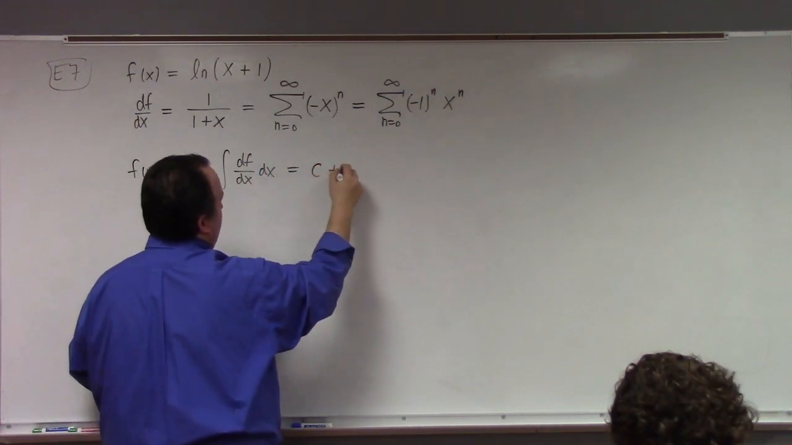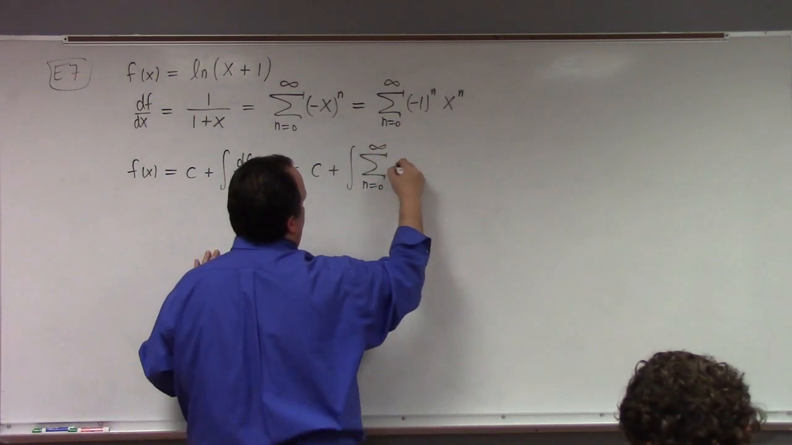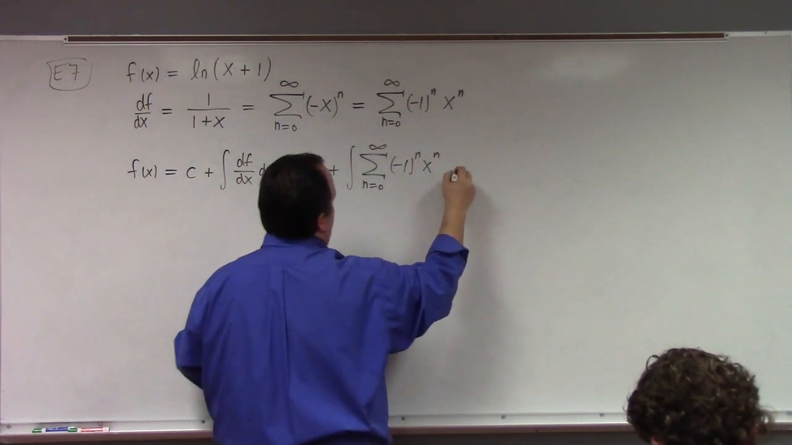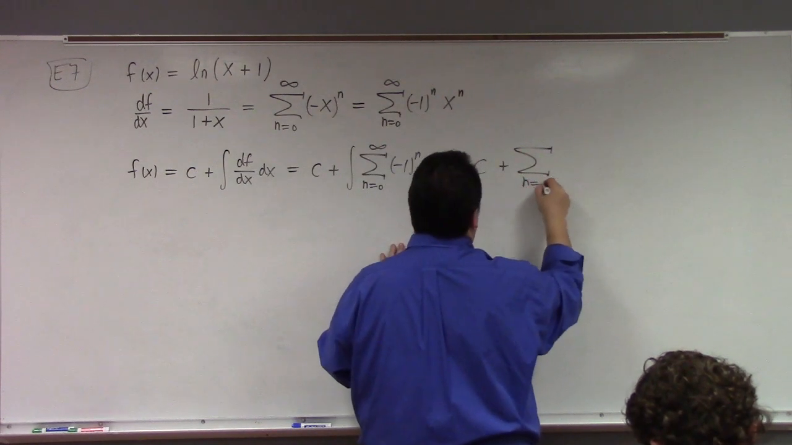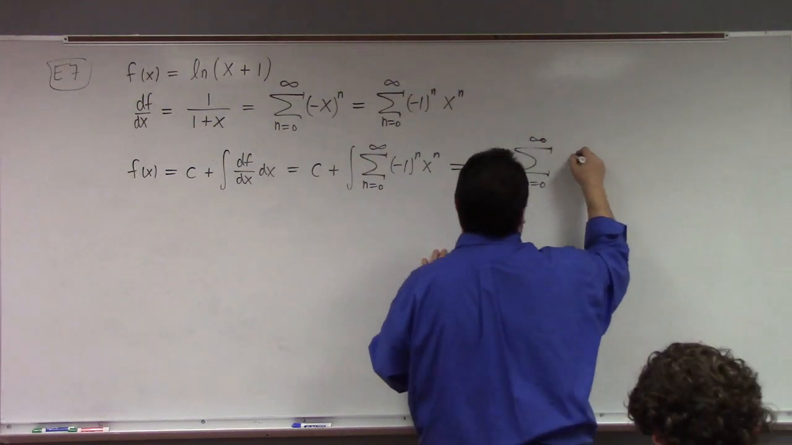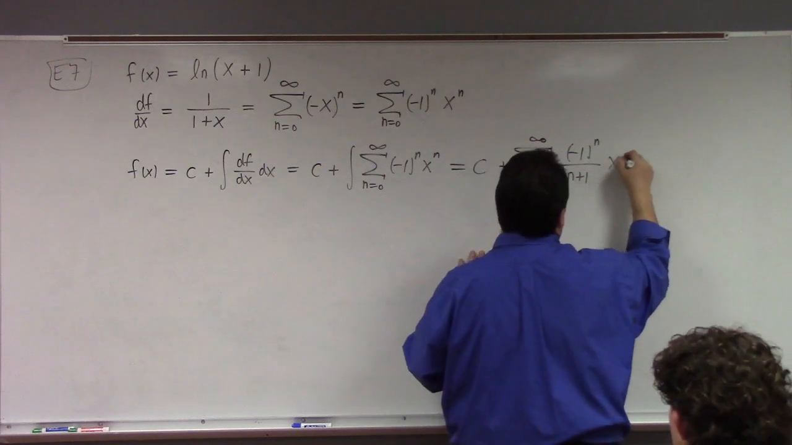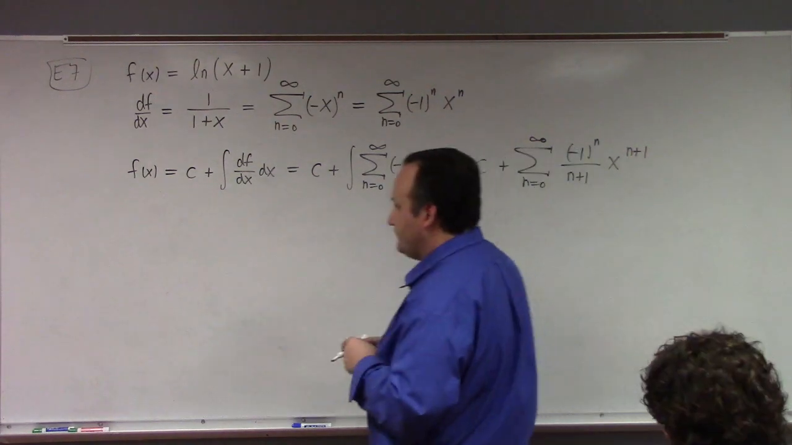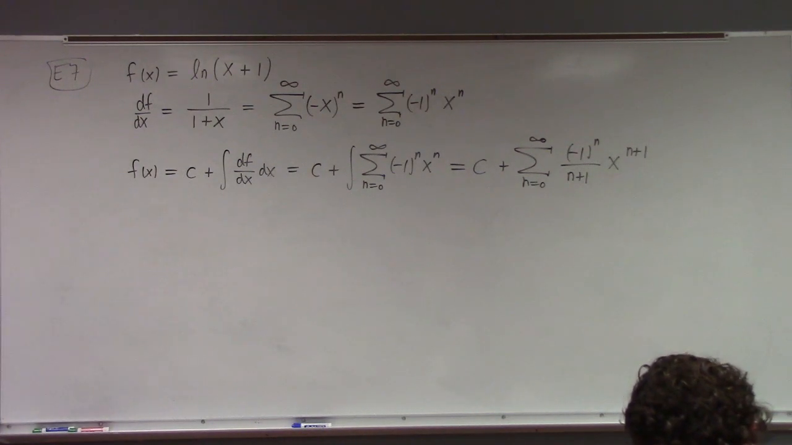So some constant plus the integral of this guy, which is some constant plus the summation n equals 0 to infinity minus 1 to the n divided by n plus 1 x to the n plus 1. Now, is there an arbitrary constant in the formula for natural log? Well, no, there's not, right? So we need to address this issue. How do we pin down that constant?